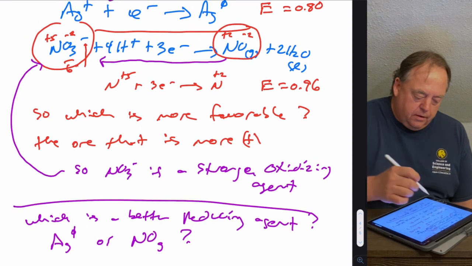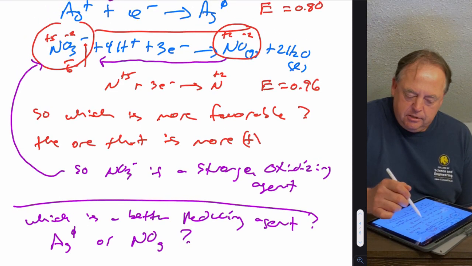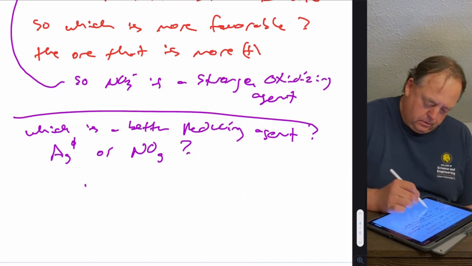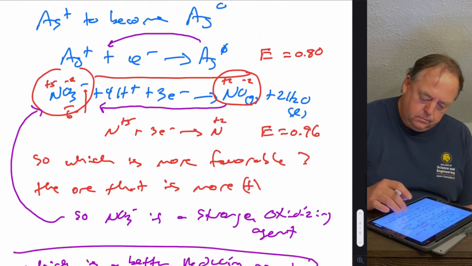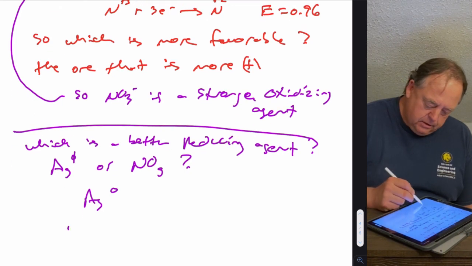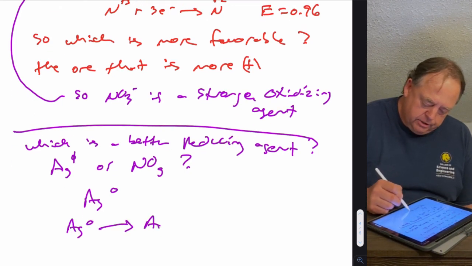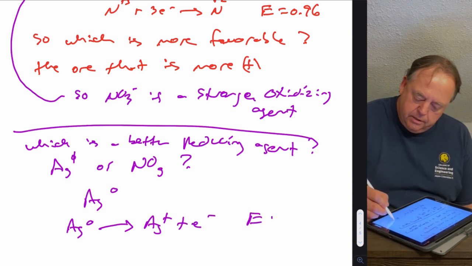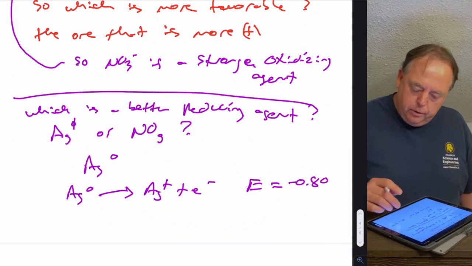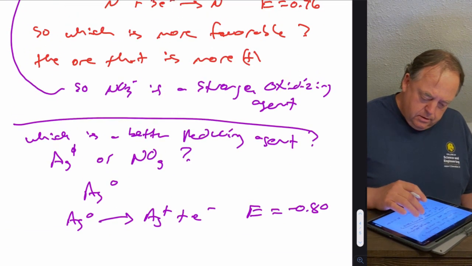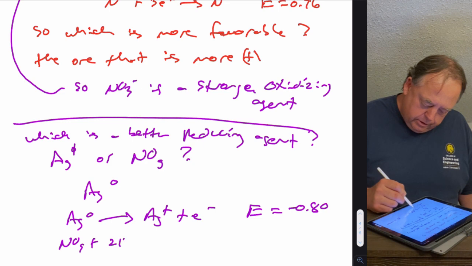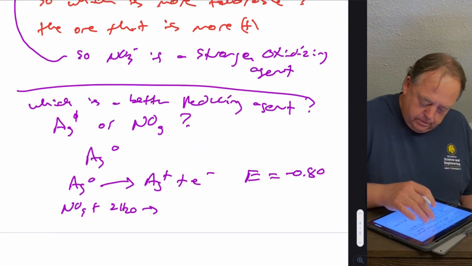And the answer would be, well, if NO3- is the better oxidizing agent, then silver 0 is the better reducing agent. Right? They're opposite of each other. And again, you could see that if you just reverse these reactions. So Ag0 goes to Ag plus an electron. What would E be? It would just be the opposite sign, so it would be negative 0.8. And NO gas plus 2H2O to become NO3-.